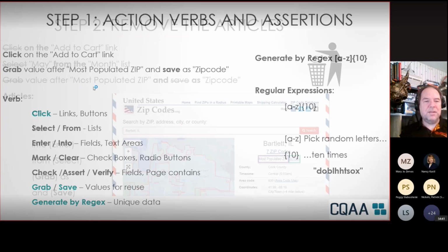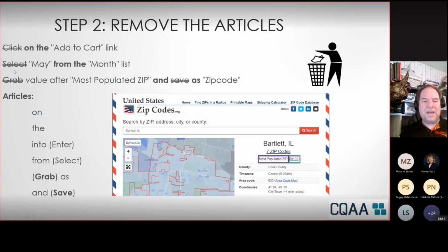approach to do this. Our second step, once we got rid of that out of our string, we'd have to get rid of our articles, on and the. We could also use into and from with enter and select to actually identify whether we're working with a list or an input field. Of course, we have to, like I said, support grab and save over there.